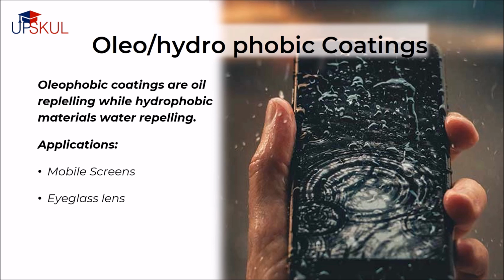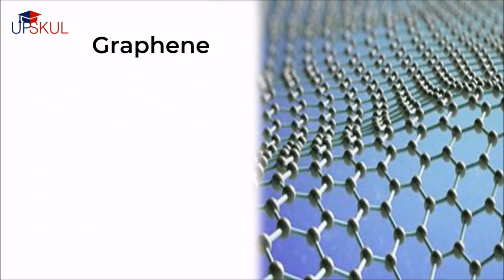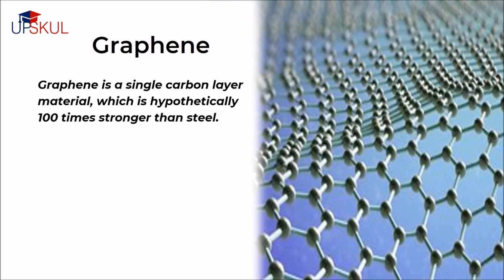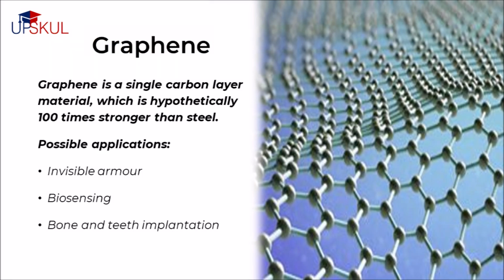Graphene is a single carbon layer material which is hypothetically 100 times stronger than steel. It is hypothetical because we are yet to manufacture it in large enough quantities to prove this. In theory, it could provide body armor that is bulletproof, invisible, and almost weightless. If the whole of Eden Gardens was covered in a layer of graphene, it would be almost invisible and unbreakable, yet it could be all lifted with one finger.